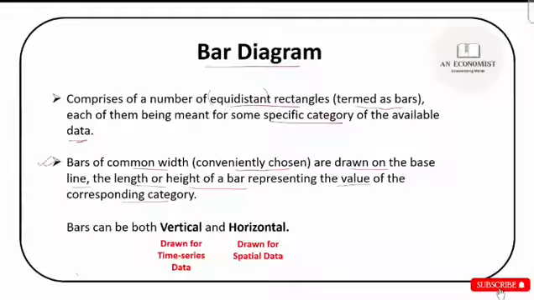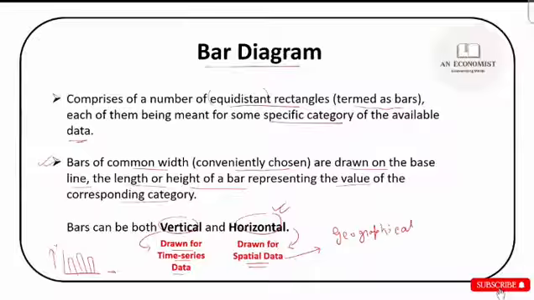And bar diagrams can be both vertical and horizontal, where vertical bars are usually drawn for time series data. So when you have time on one axis and the variable under concern on the y axis, then a vertical bar diagram is more appropriate. And you use a horizontal bar diagram for spatial data. What is spatial data? Spatial means the data which is related to geographical location. We will see examples of this also. So data which is related to geographical location falls under the category of spatial data, and a horizontal bar diagram is a better way of representing spatial data.